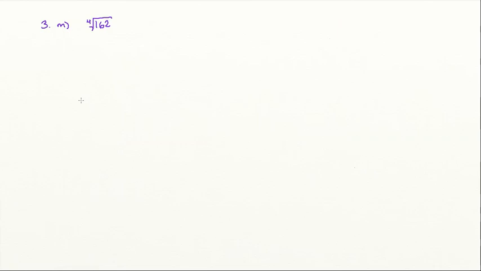3. Change to simplest radical form. M, the fourth root of 162. Off the top of my head, I can't do this. It's not a nice one like 8 is. And chances are, if I use my calculator, it will give me this weird decimal. And we want it in radical form, which means exact answers.